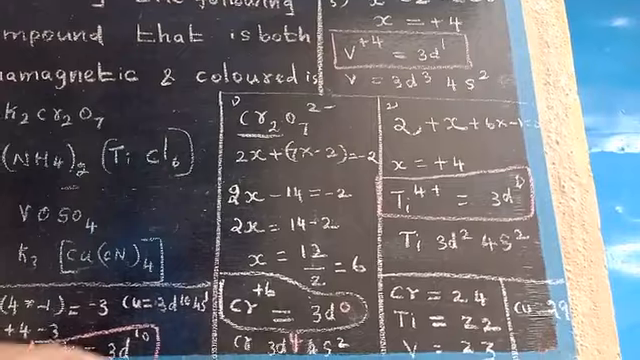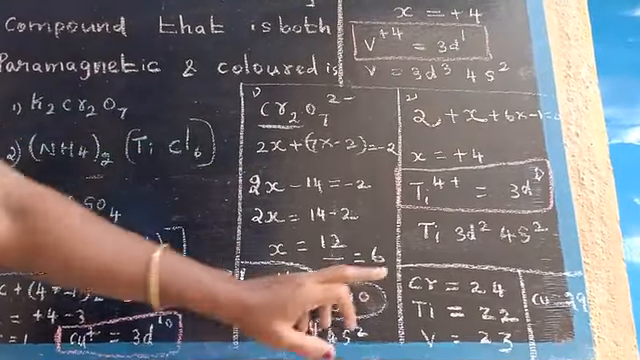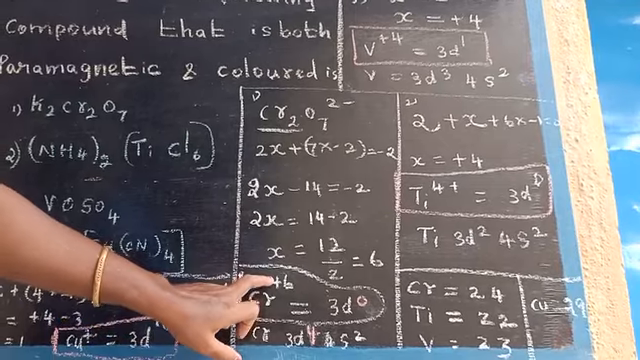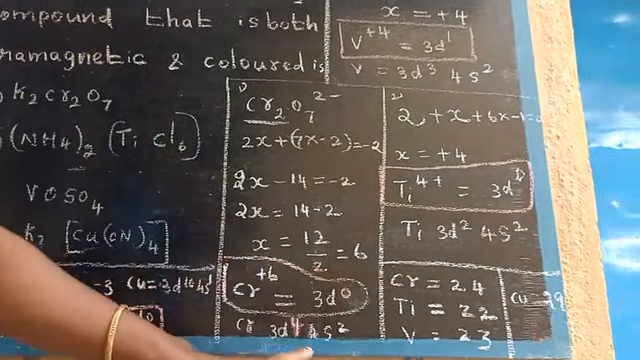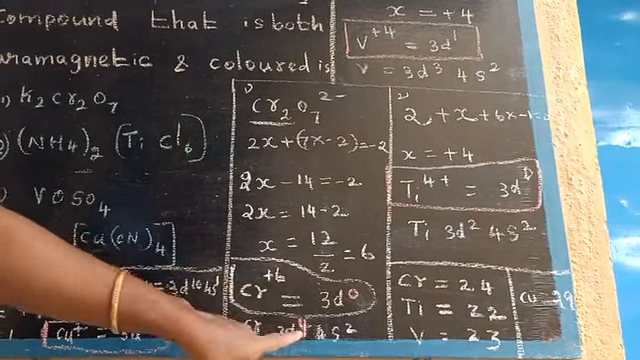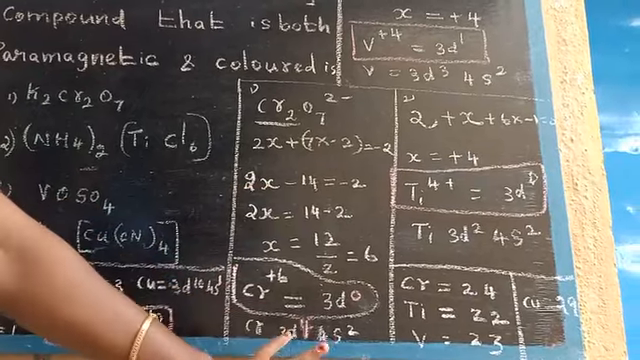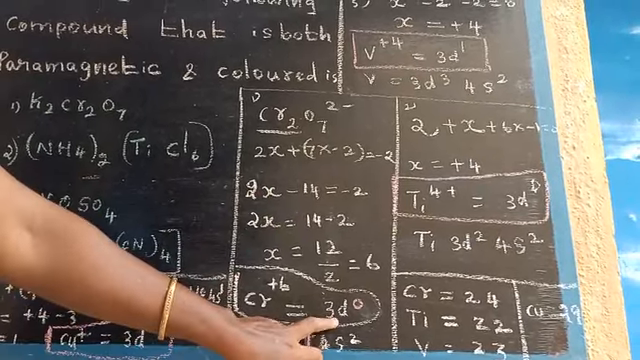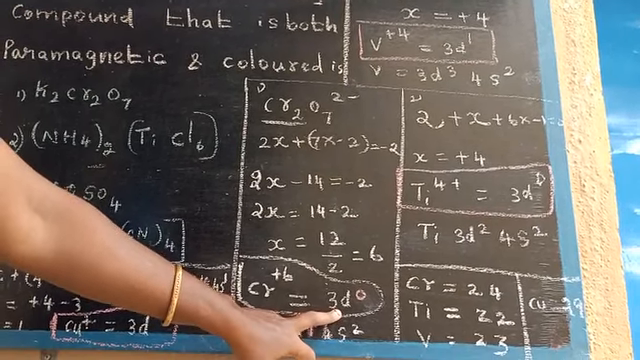Now see the calculation. In Cr2O7 2 minus, X is equal to 6. So chromium is in plus 6 oxidation state. Chromium atomic number 24, 3d4 4s2. In plus 6, that means 3d0, six electrons lost: 4 plus 2, six electrons are lost. So 3d0 configuration, it is diamagnetic in nature.